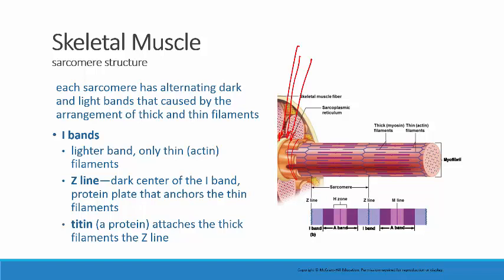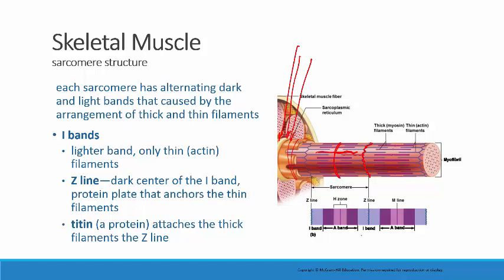So when we look at a sarcomere, we can see that it is arranged in a very particular way, where we have, again, the Z line. That's a plate of protein that is the attachment point for all the thin filaments. So here is the thin filament and the Z line. And then you can see that there are attachment points where the thick filaments are attached at the very center of the sarcomere.